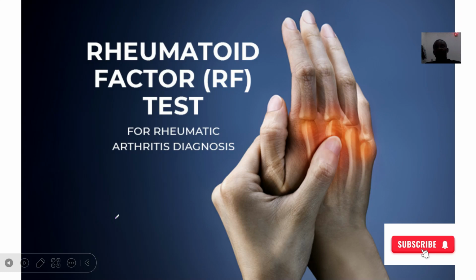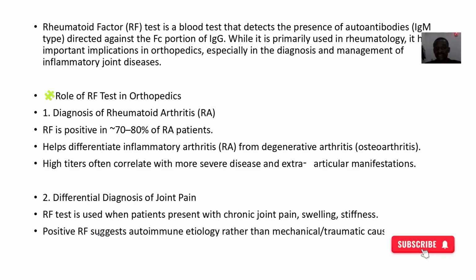This is a factor that is usually released into the body, and the levels go high. It simply indicates that there's an inflammation going on in your joints. The rheumatoid factor test is a blood test, and it detects the presence of what? Autoantibodies, or immunoglobulin M. They are directed against what? The Fc portion of immunoglobulin G. Which is primarily used in what? Rheumatology. So it has very important applications in orthopedics.